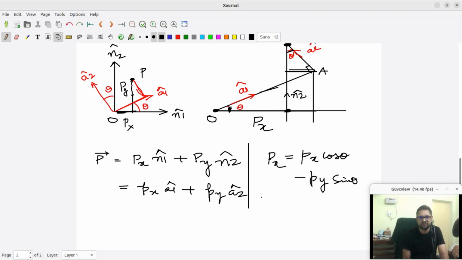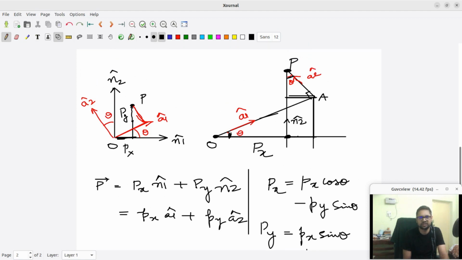Similarly, capital Py can be written as small px sine theta, which is this height, plus small py cos theta. Small py is this length, small py cos theta is this. Okay.